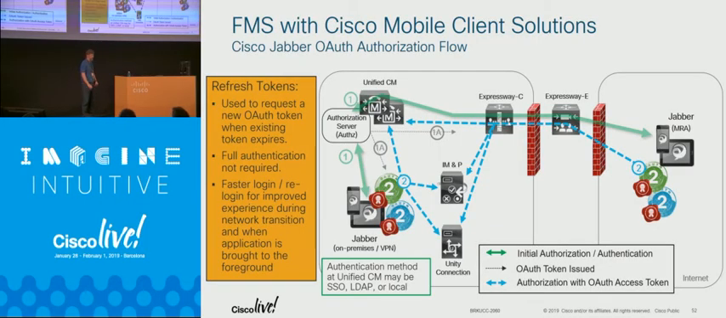Now, there's another piece to this in order to make this even better, and that is the use of a refresh OAuth token. So in addition to the AuthZ server giving you an OAuth token, it's also going to give you what's called a refresh token. The OAuth token is used to do the authorization. When the OAuth token expires, one of two things happens. Either I give a refresh token back and get a new OAuth token from the authorization server, or I have to go through a full re-authentication.